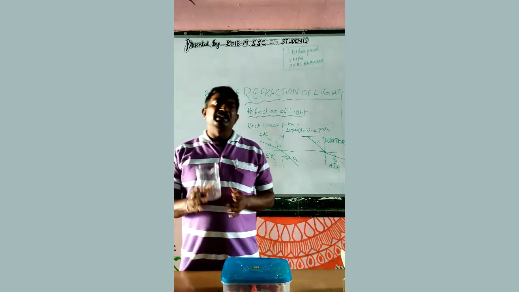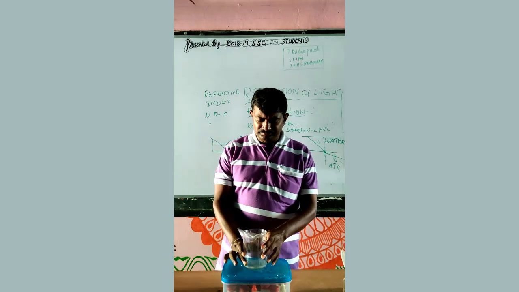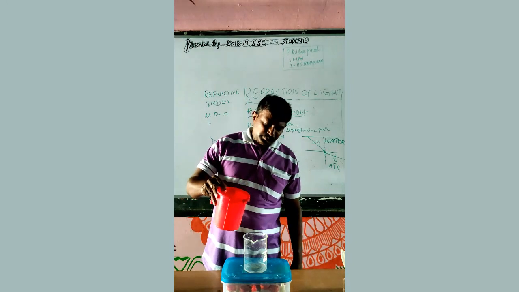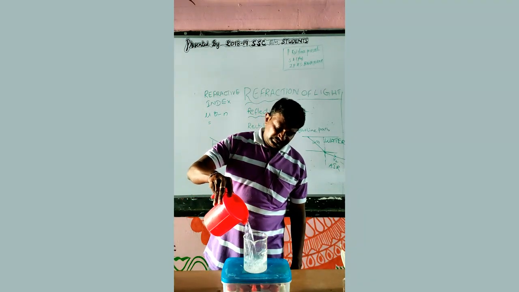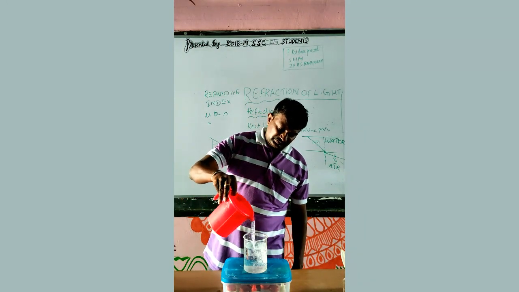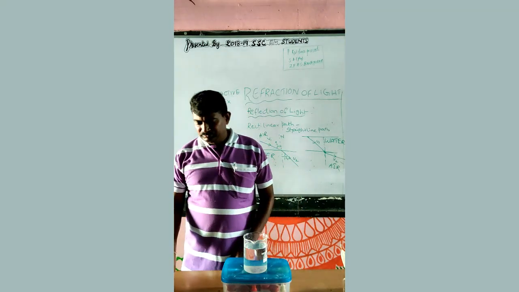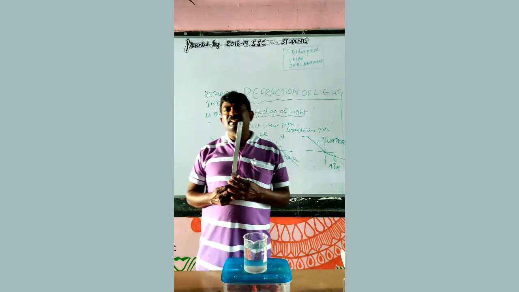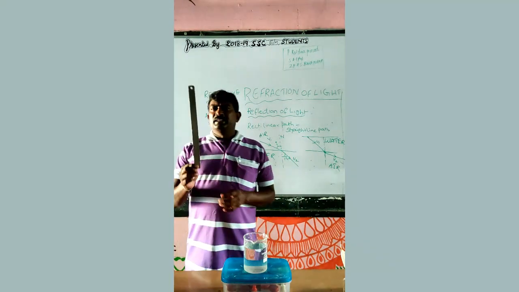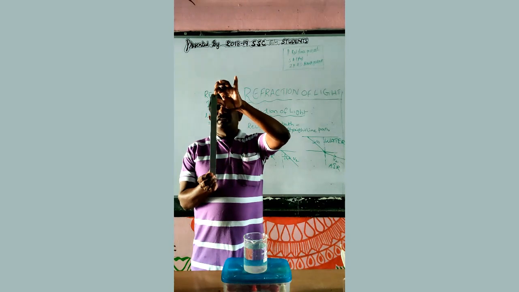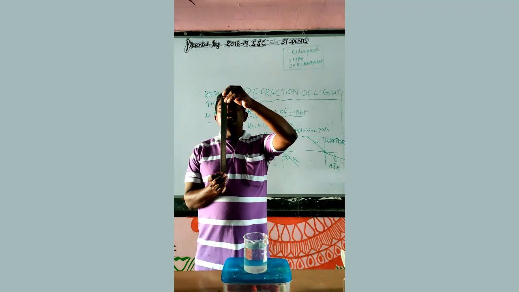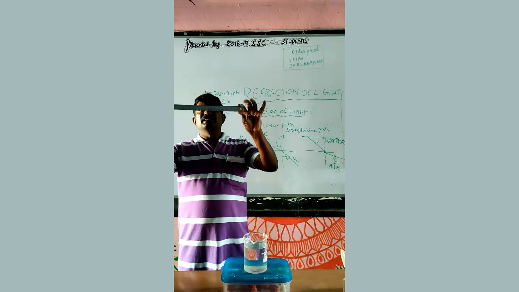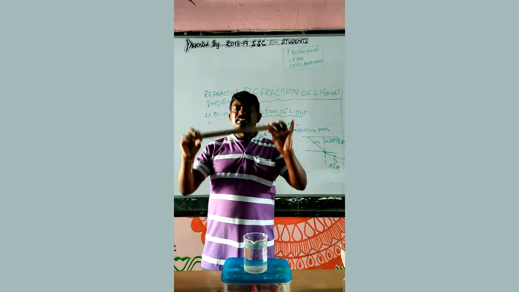Now I am taking a glass tumbler and pouring some water. Now observe this scale or pencil, anything. How is its shape? It is a straight line. There is no bending, no curve anywhere in this scale.